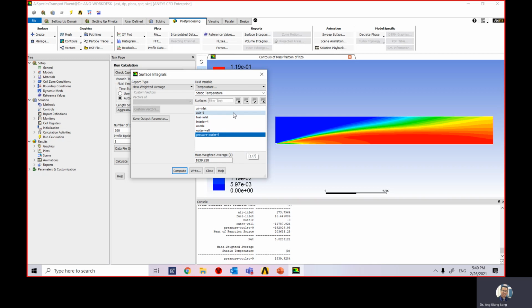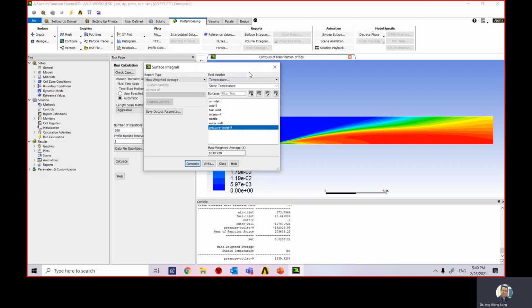We go back to ANSYS itself. After that, we have seen the temperature already. We will look at the velocity. So we ask the computer to compute the velocity for us. Just now we calculated temperature, now we calculate the velocity at the outlet here. What is the velocity here? So select pressure outlet number 9, press compute. So the speed at the outlet there will be about 3.42, about this value.